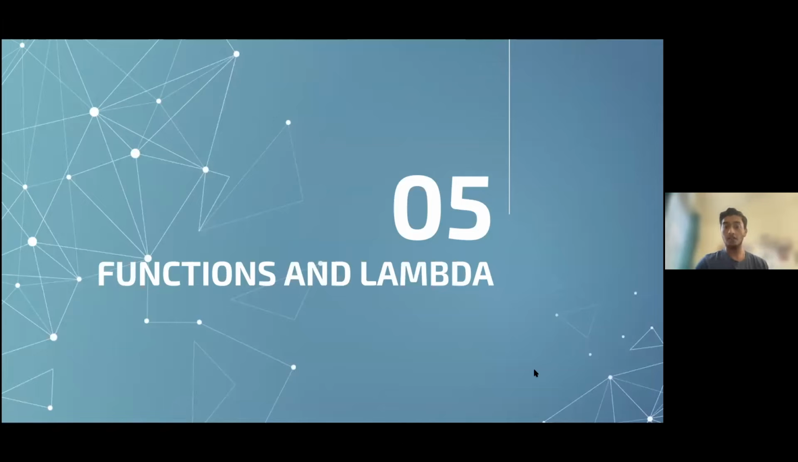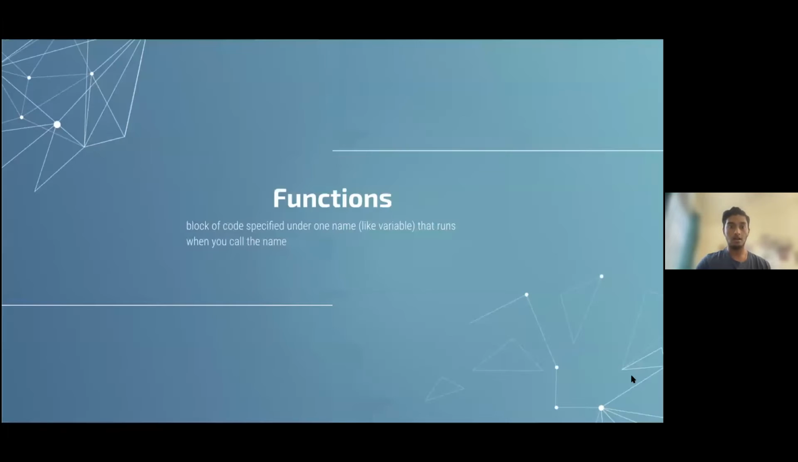Finally is functions and lambda. What are functions? Functions are blocks of code specified under one name, like a variable, that runs when you call the name. Functions are extremely useful in data science to segregate specific actions of what you're trying to do.